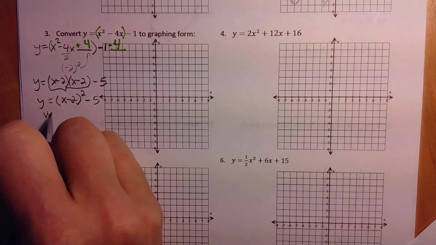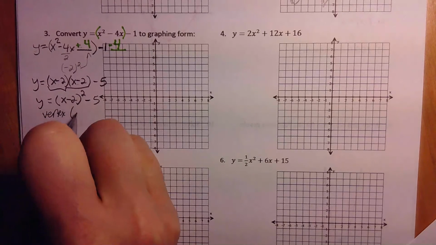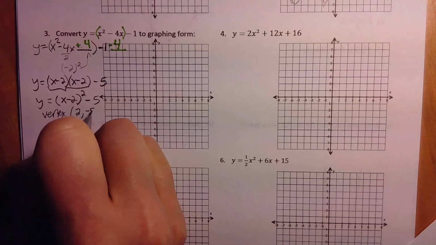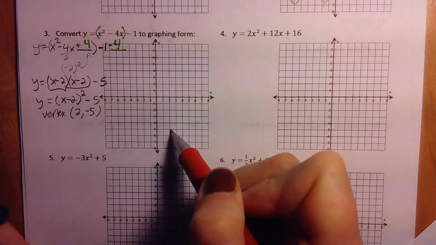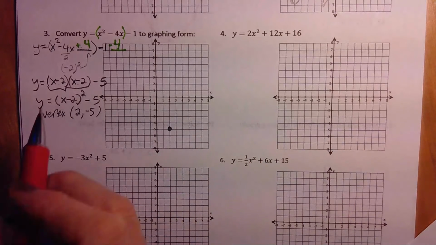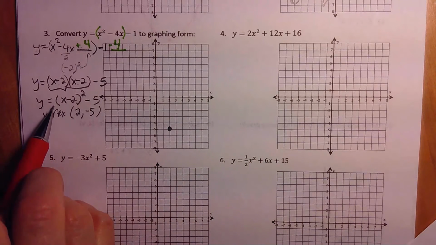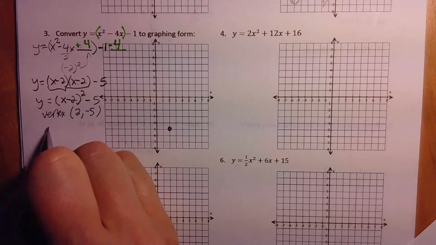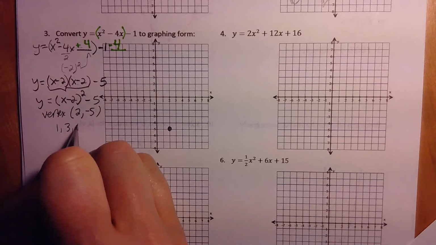Our vertex is positive 2, negative 5. All right, and we have a graphing pattern of 1, 3, 5. We didn't generate any number in the front there, so our pattern is 1, 3, 5.